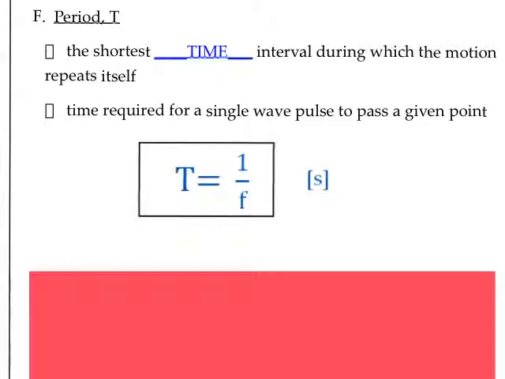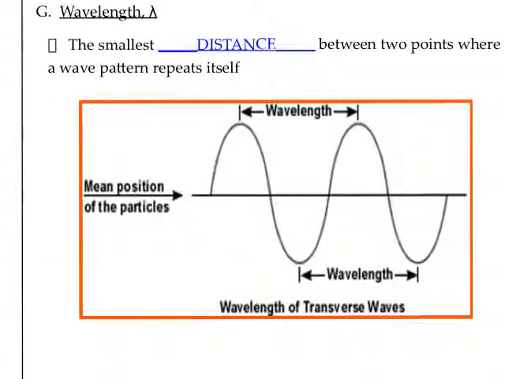In terms of wave motion, the period would be the time required for a single wave pulse to pass a given point. And if you'll notice, it is the inverse of frequency like we've had before, and it'll be measured in seconds. Next, we're going to be labeling parts of a wave.